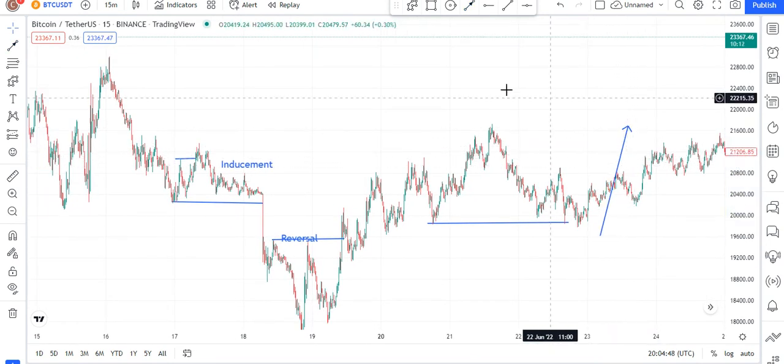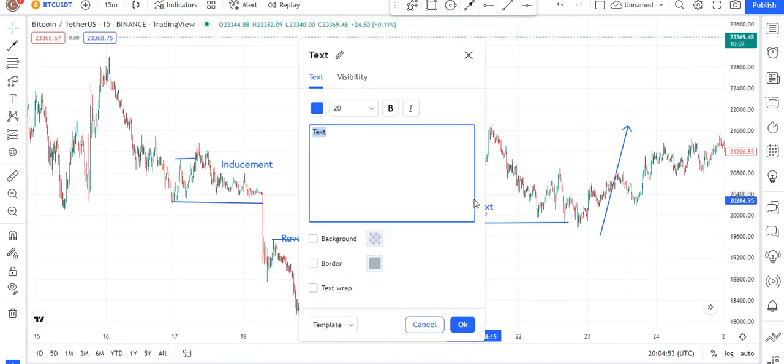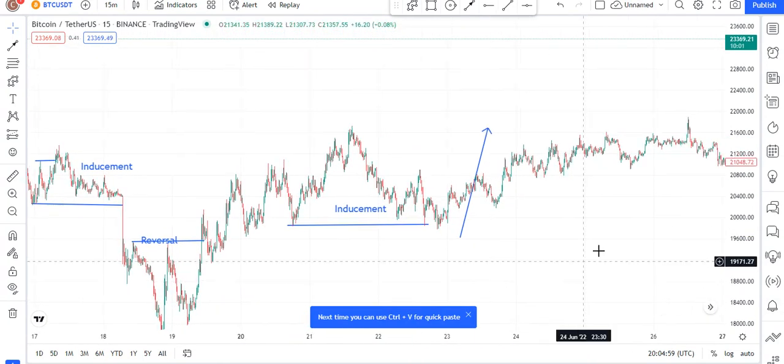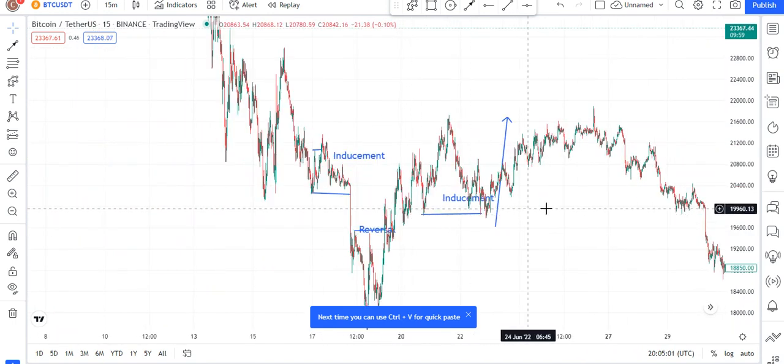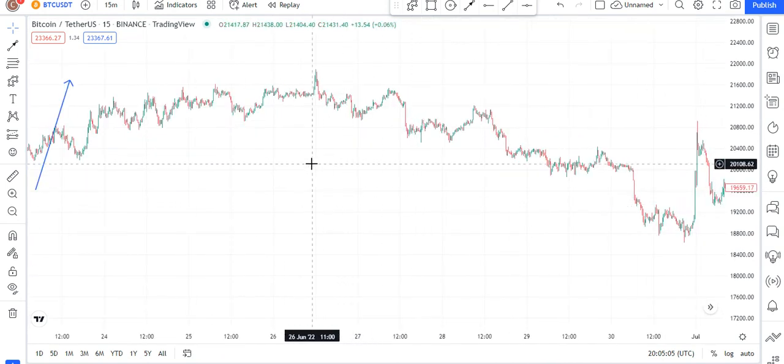Okay, so in this case as well, you just write inducement for me. Inducement. Okay, and we have another example. Let's look at another example of a reversal. Okay, so this is a reversal here.